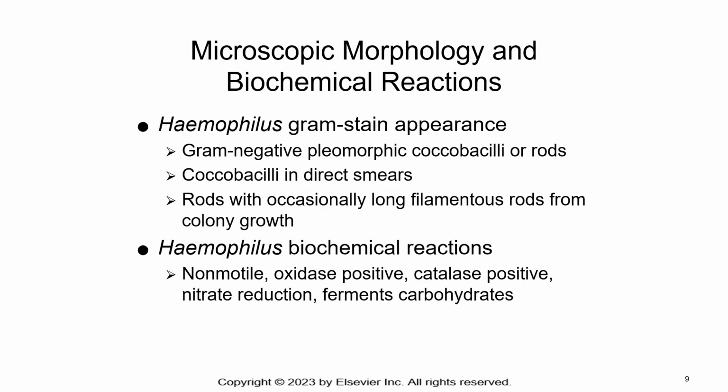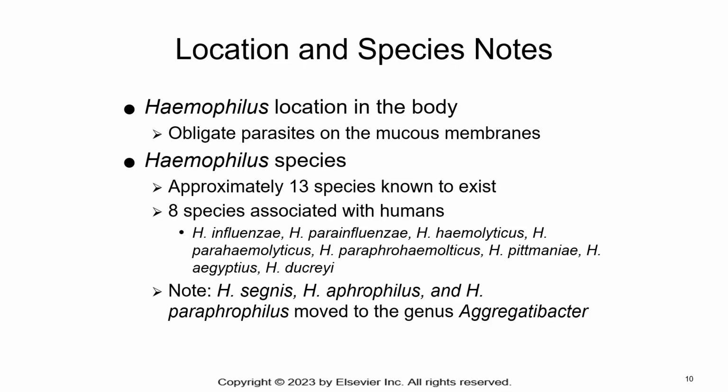Haemophilus. So gram stain appearance: gram negative pleomorphic coccobacilli or rods. Coccobacilli in direct smears. Coccobacilli are just really short rods. Rods with occasionally long filamentous rods from colony growth. Non-motile, oxidase positive, catalase positive, nitrate reduction, and ferments carbohydrates. These are obligate parasites in the mucous membranes.